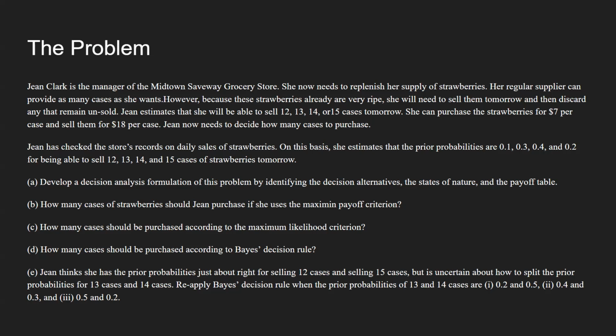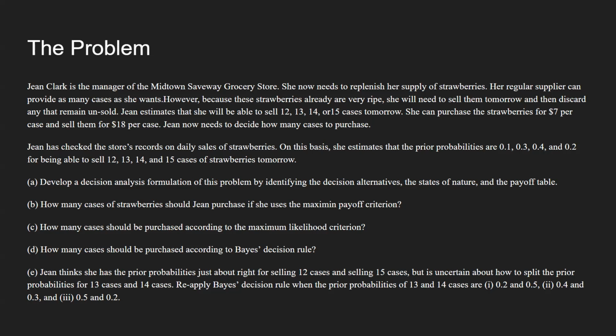Jean has checked the store's record on daily sales of strawberries. On this basis, she estimates that the prior probabilities are 0.1, 0.3, 0.4, and 0.2 for being able to sell 12, 13, 14, and 15 cases of strawberries tomorrow.